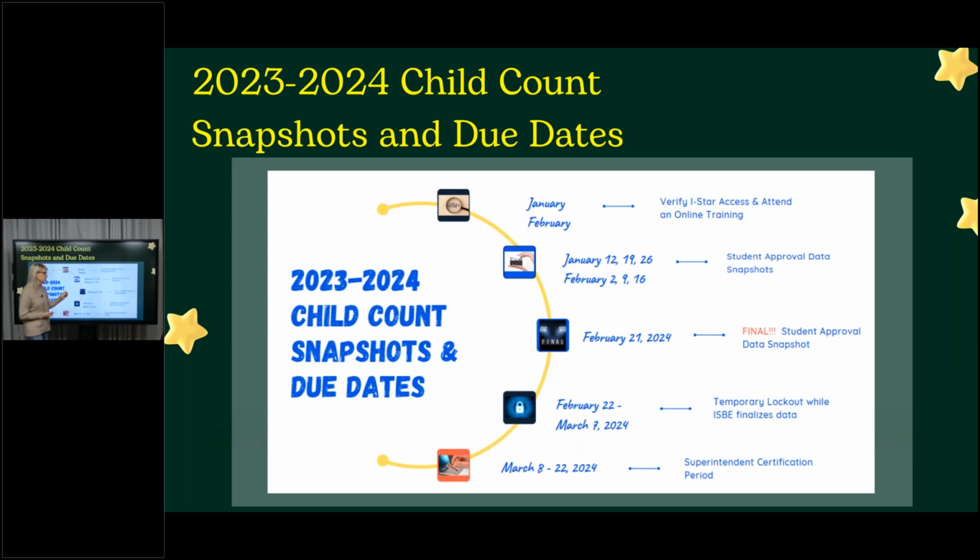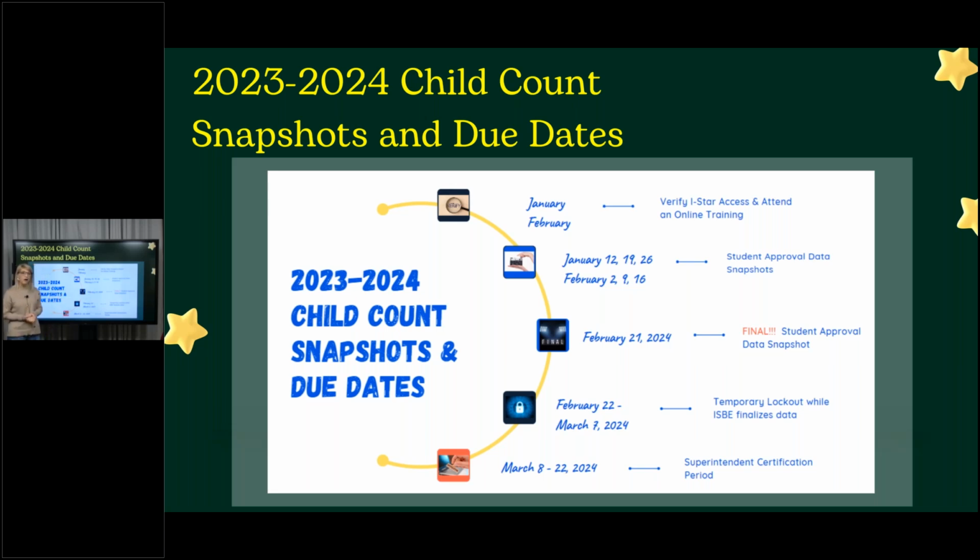in between these preliminary snapshots. So after February 21st, you will not be able to edit your snapshot at all. So that's the final date. ISB will take a snapshot the next morning, but you will be locked out of the system at that point. So you have through February 21st at 11:59 p.m. to work on this data.